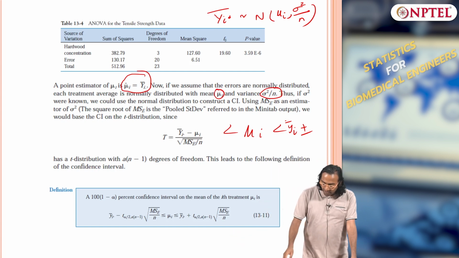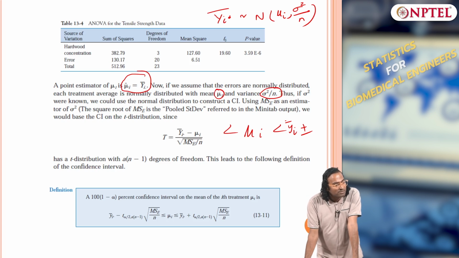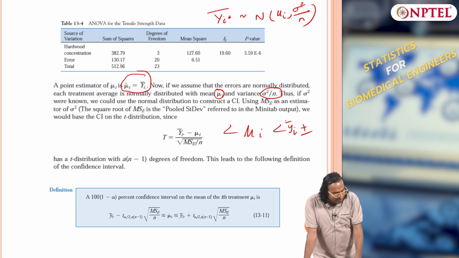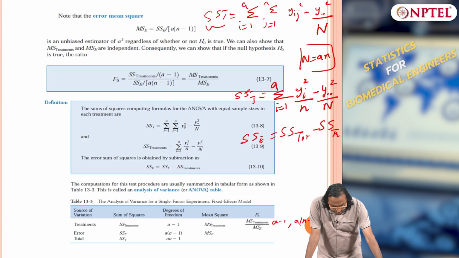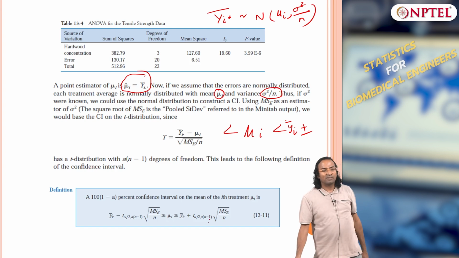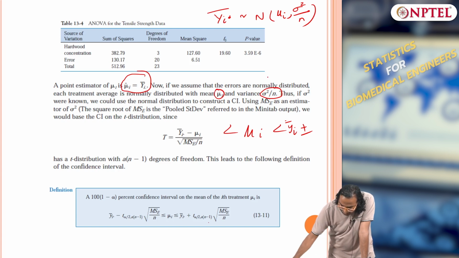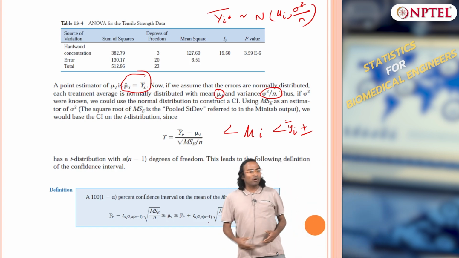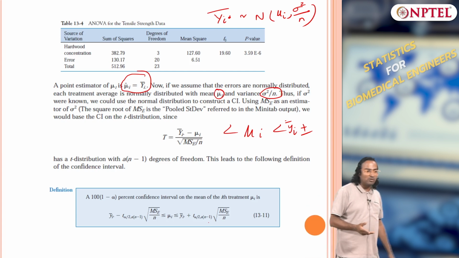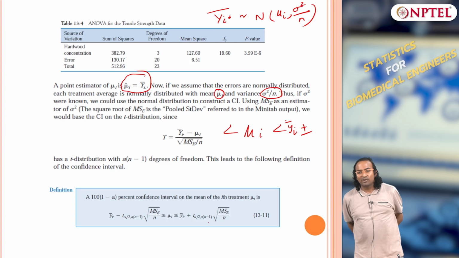What is the degrees of freedom for treatment? And for noise, what is the degrees of freedom for noise? A into n minus 1 is the degrees of freedom for noise. So, that is what I should be using. Now I need an estimator of sigma square. Remember, sigma square is not given to you. Usually what will you do? You will replace it with an estimate. In this case, how do I replace it? What do I do?